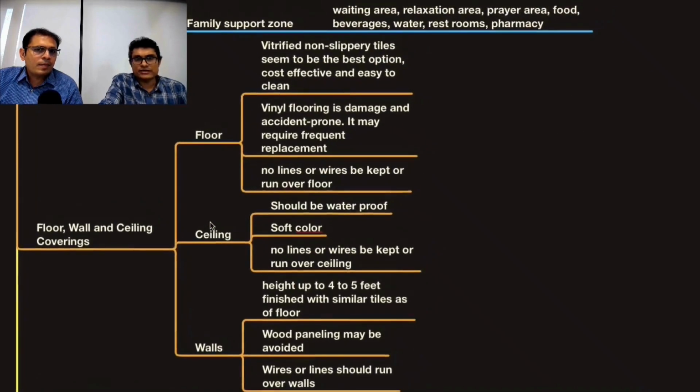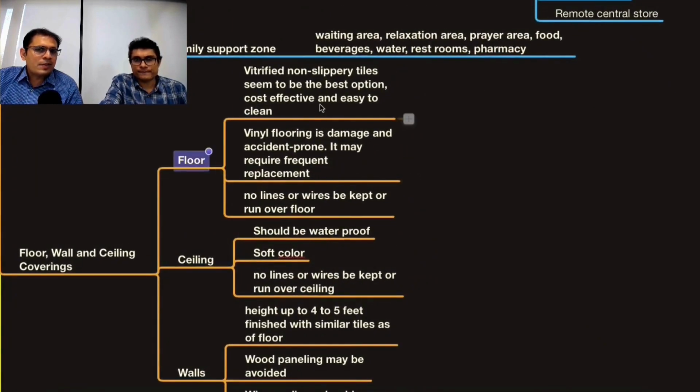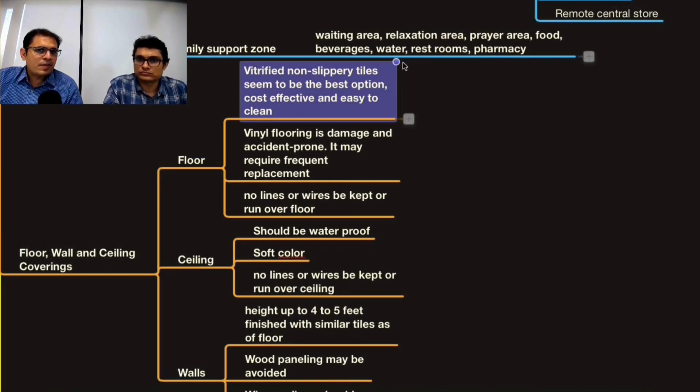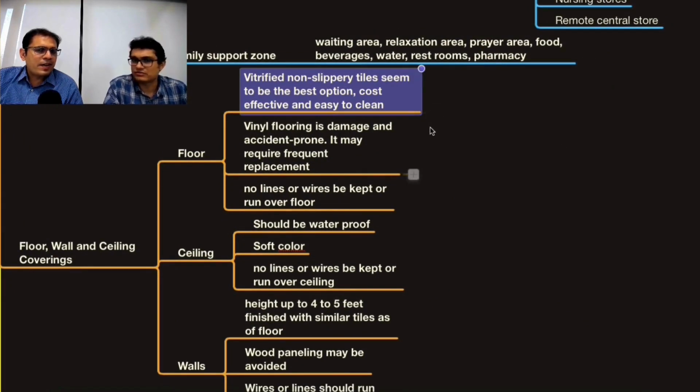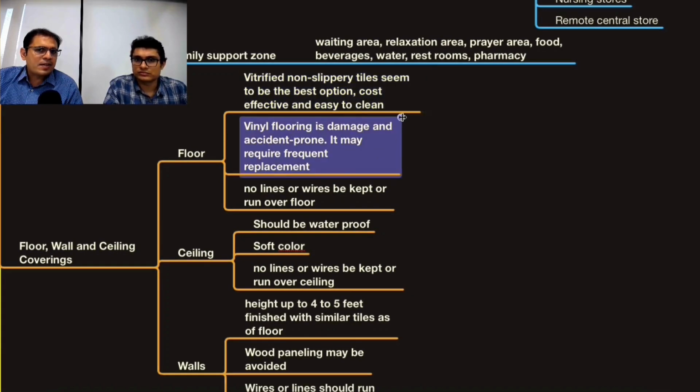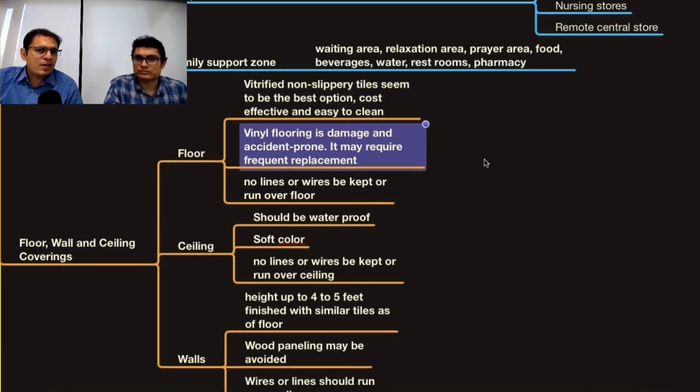So let's understand the floor. The floor should be non-slippery. Typically vitrified tiles are used. They're the best option and cost effective. Vitrified tiles are the best because they are easy to clean and easy to maintain also.